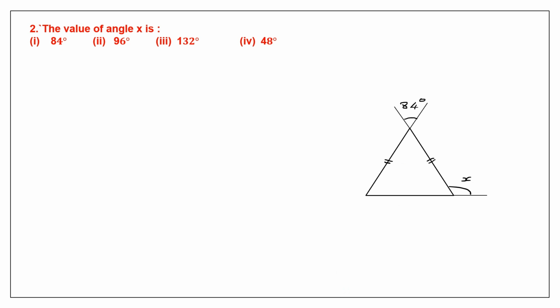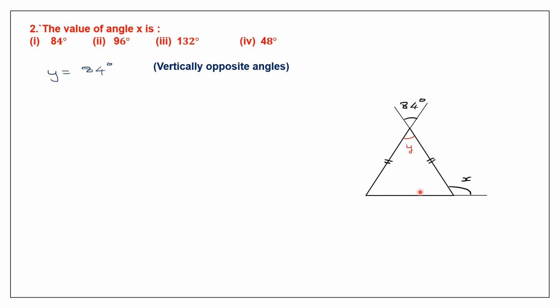Let's name it y. So let's name this angle y. So in this case, y will be equal to 84 degrees. Let's start with that. So y is equal to 84 degrees. What is the reason? Vertically opposite angles. They are vertically opposite.